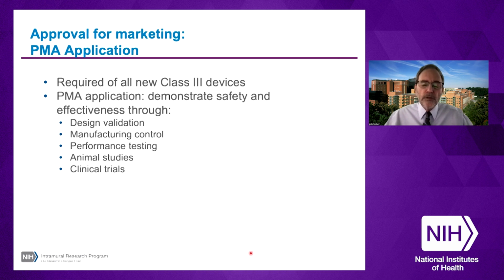So unlike the Class 2 devices, where you have to show that your device is as safe and as effective as something that's on the market, here, the PMA application must demonstrate safety and effectiveness, which is accomplished through design validation, manufacturing controls, performance testing, almost always performance of animal studies, at least for cardiovascular devices, and almost always clinical trials. But every device is different, and so these may vary.